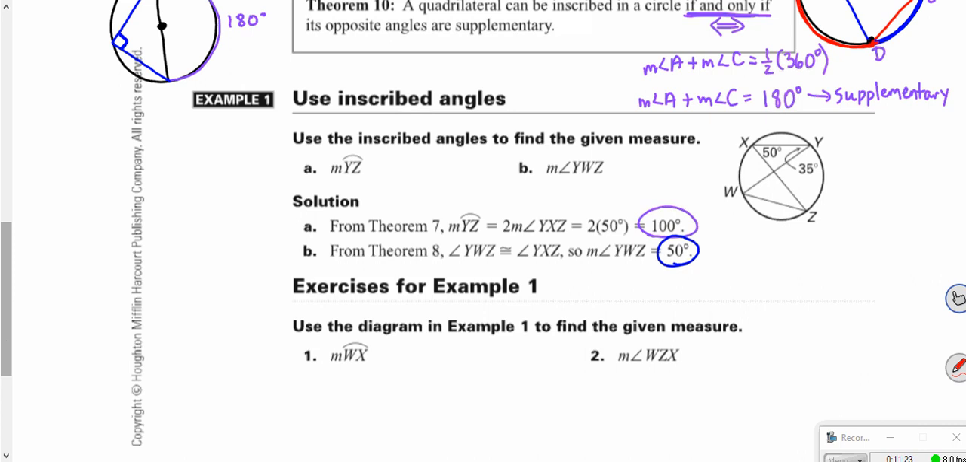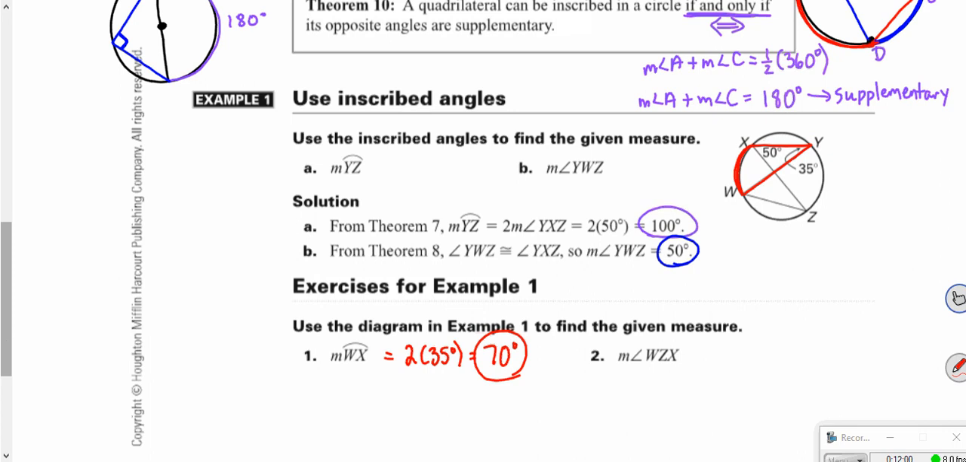So measure of arc WX, this arc right here, this arc WX. Well, look at its inscribed angle. Its inscribed angle is 35. Do you see the little arrow there? So remember, the inscribed angle is half the arc length. So that means the arc length is going to equal 2 times the inscribed angle measure. So that is 70 degrees. Hope you see that.